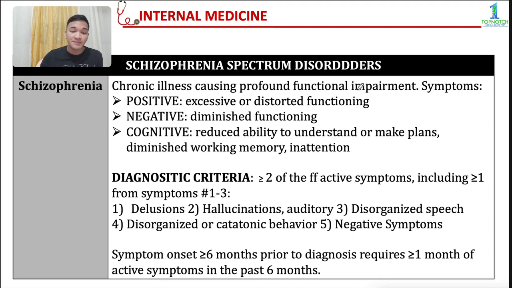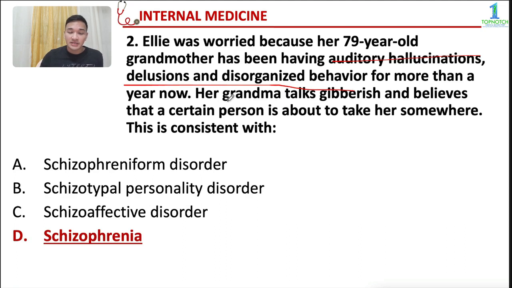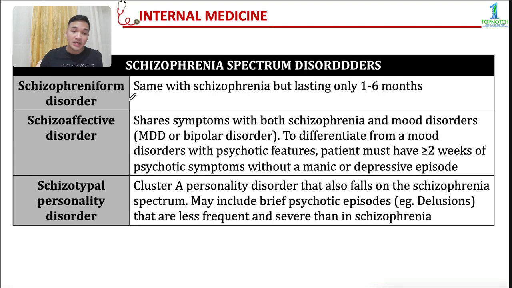Why not the others? Because it says here that the grandmother has been having it for more than a year now. The schizophreniform disorder lasts for only 1 to 6 months. Her grandmother has had it for almost a year already, okay?